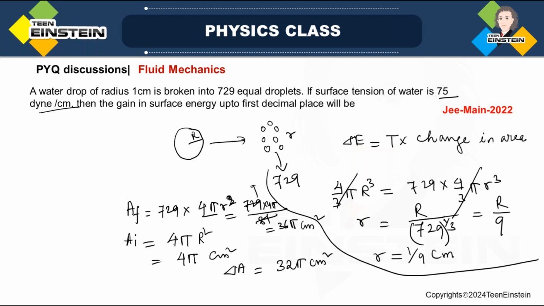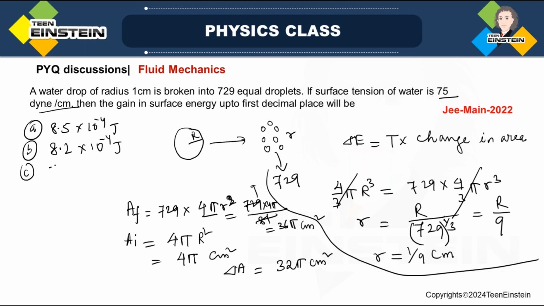What are the options? Option A is 8.5 into 10 to the power minus 4 joule. Option B is 8.2 into 10 to the power minus 4 joule.